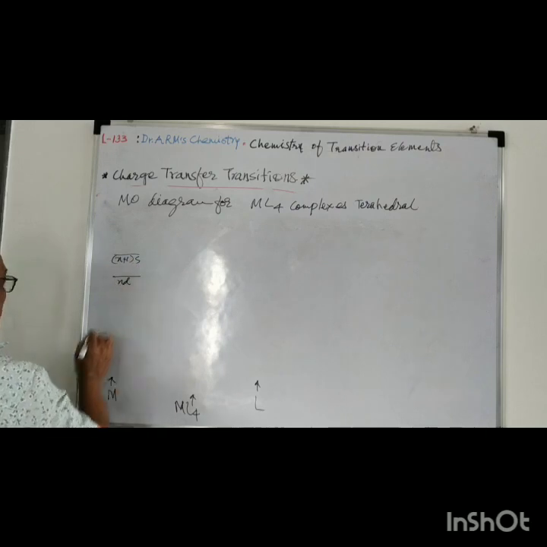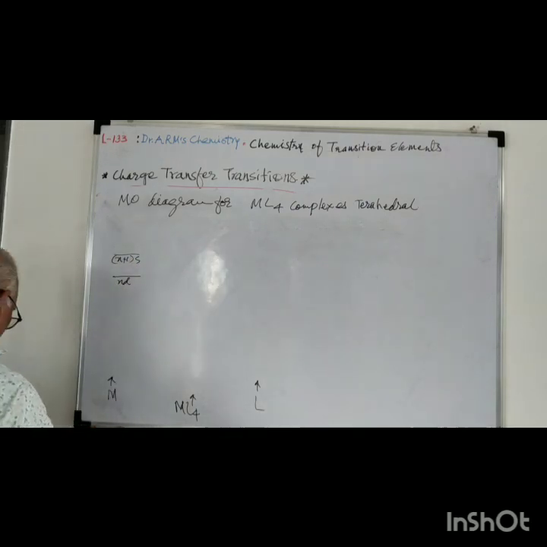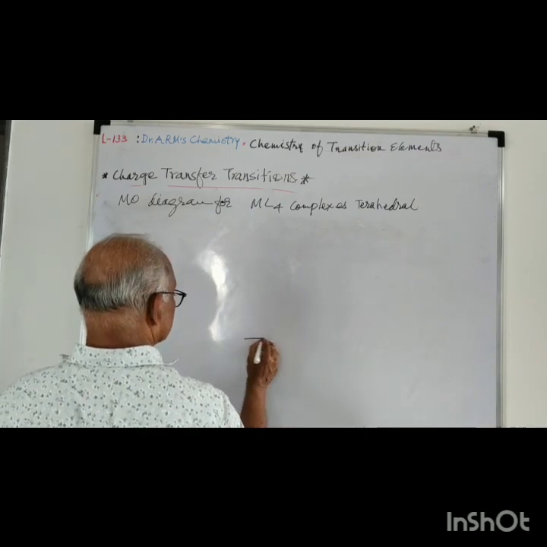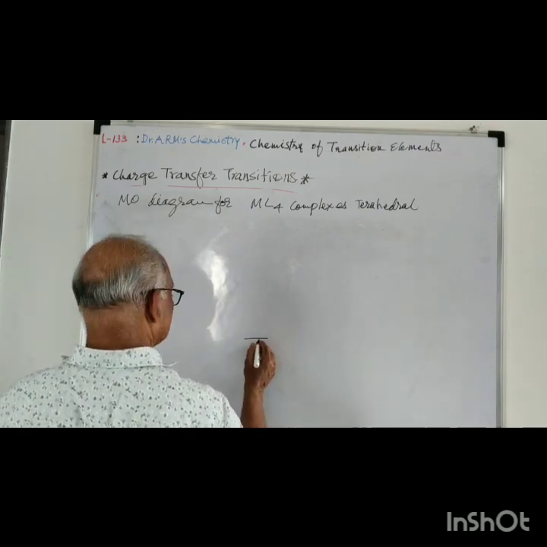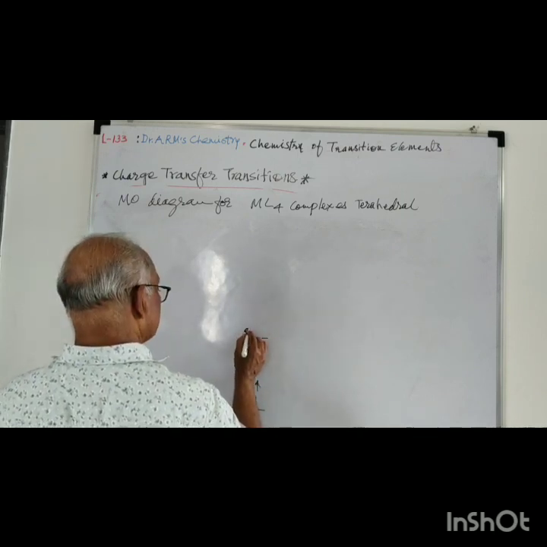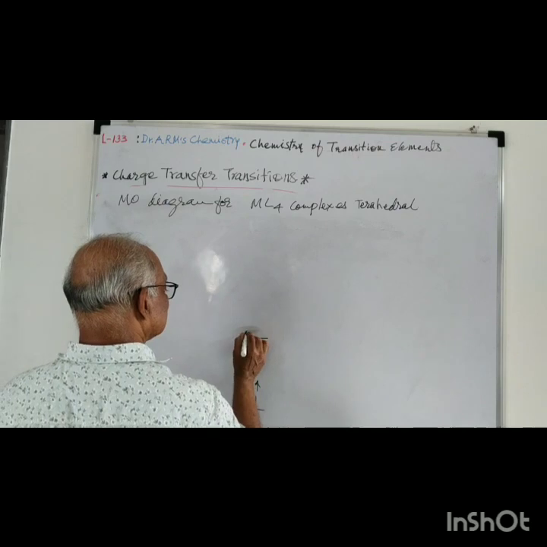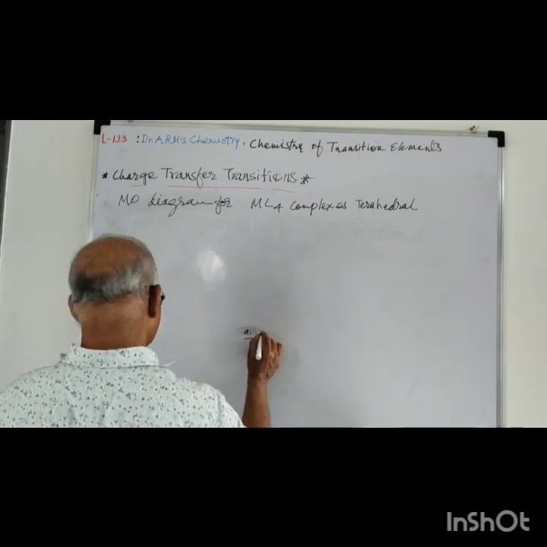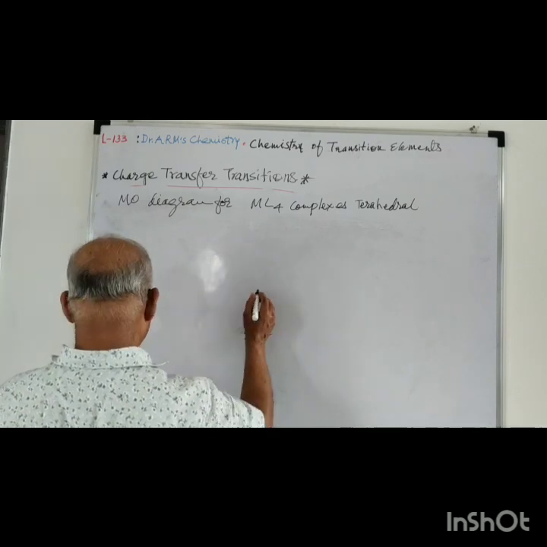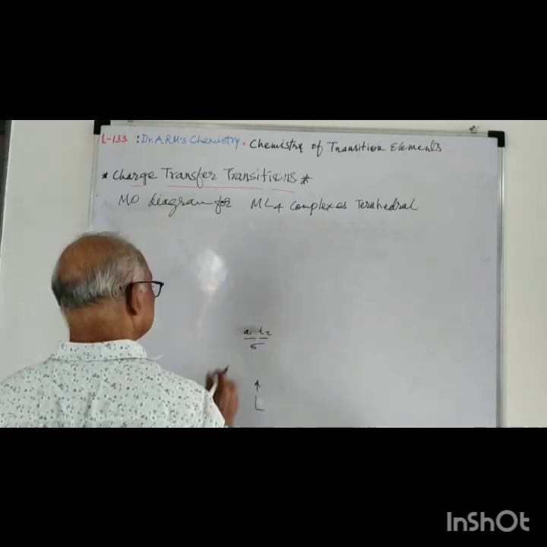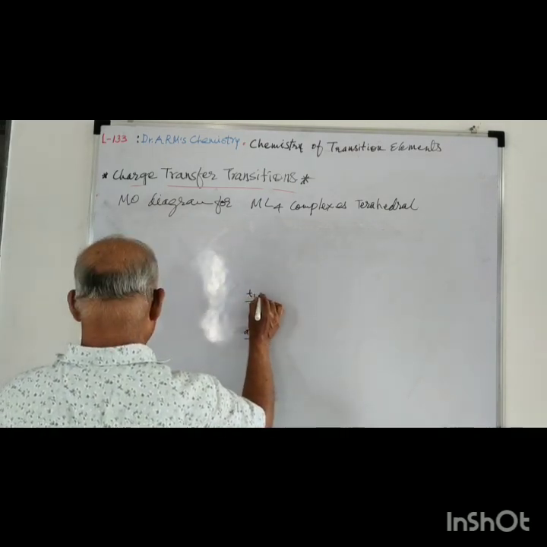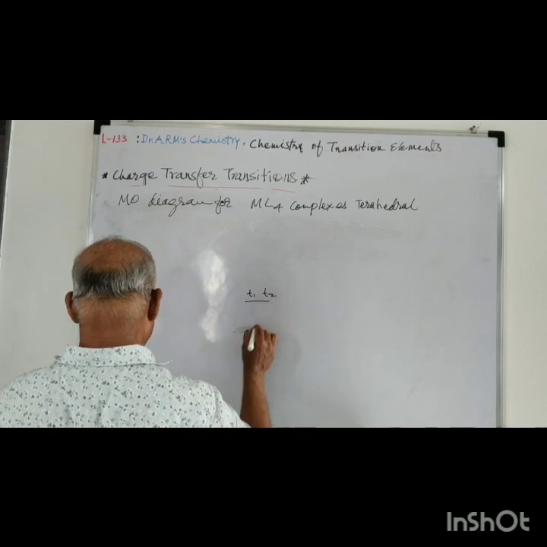N plus 1 s orbitals. On this side, we are showing the orbitals which have A1 symmetry and T2G symmetry. So these are sigma type molecular orbitals. Then there are pi orbitals, with T1 and T2 type symmetries.